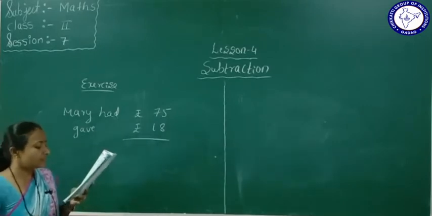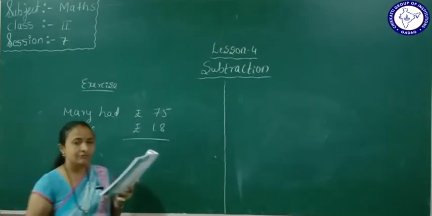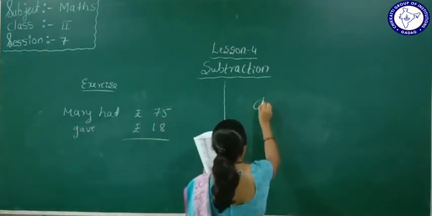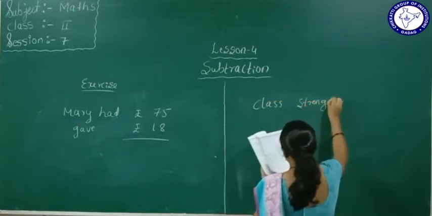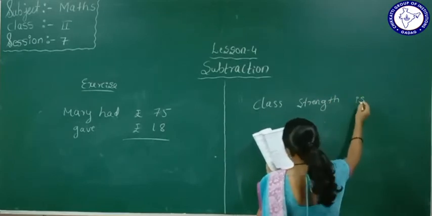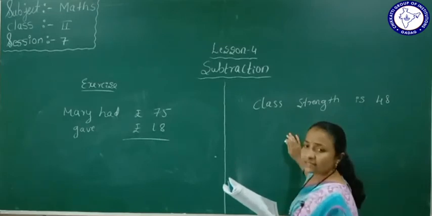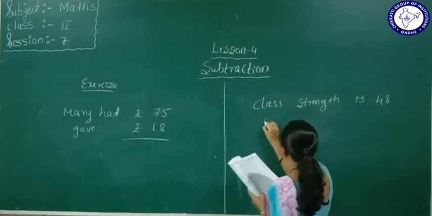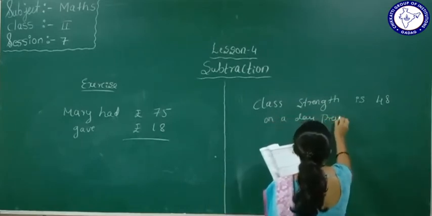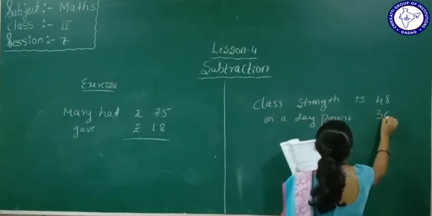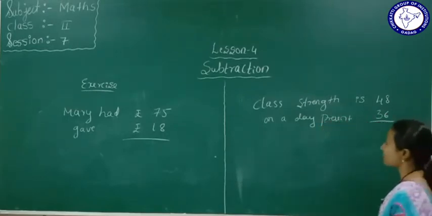Okay, next one. The strength of a class is 48. Class strength is 48. On a day, 36 are present. So 36 are present on that day. So how many students are absent on that day?